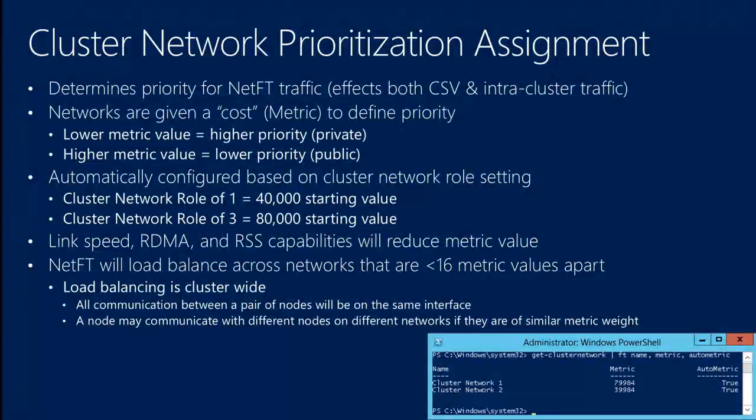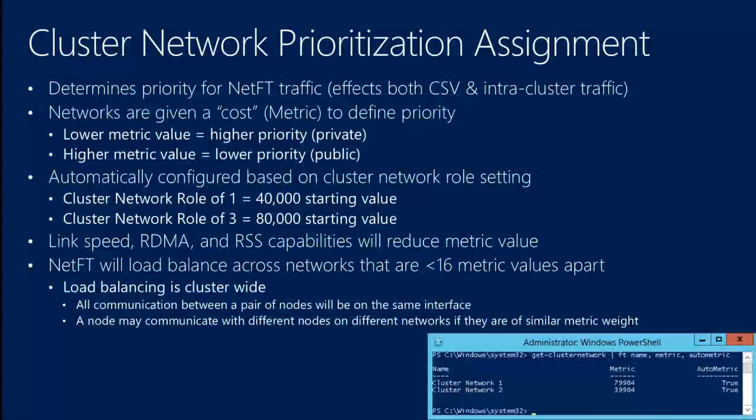Networks are assigned metric values based off of a couple different attributes. One of which is that we start with a value of 80,000. So we assign it based off of the role. If it's a public network, we're going to give a higher cost. If it's an internal cluster communication network, we're going to give a lower cost. Say this is a better network, this is the one you want to use.